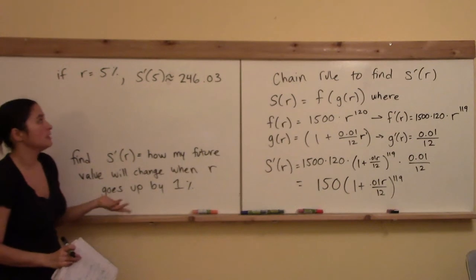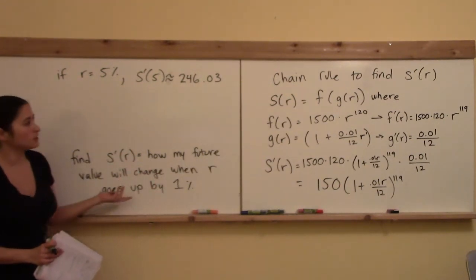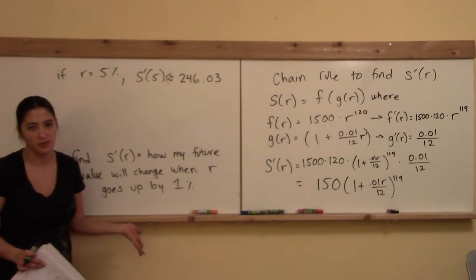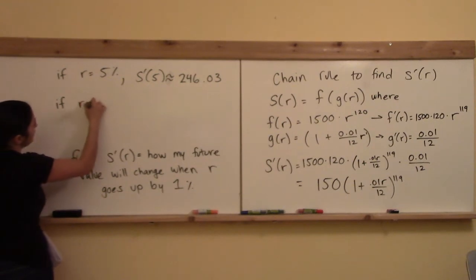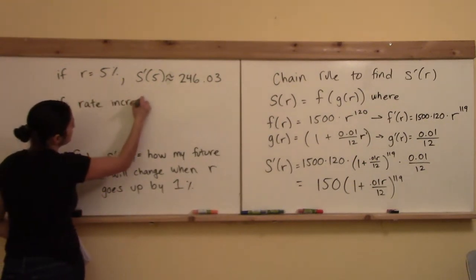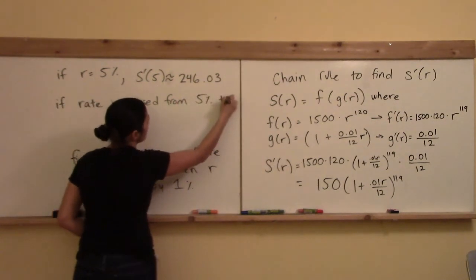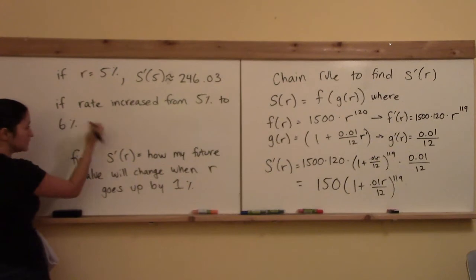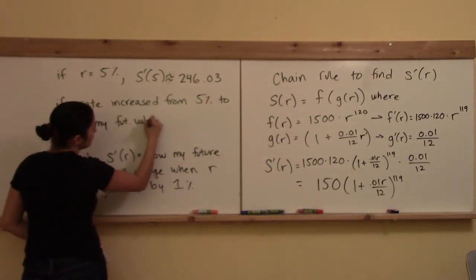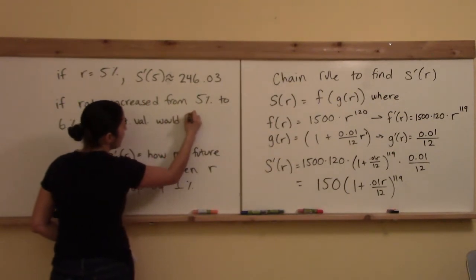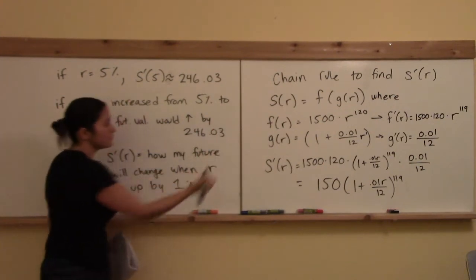And now I'm going to take a minute to step back and appreciate that number, which is to say interpret it. What is 246.03? What is that supposed to mean? What that means is, if the rate increased from its current state at 5% to one more than that, which would be 6%, my future value would go up by $246.03. That's what it means.